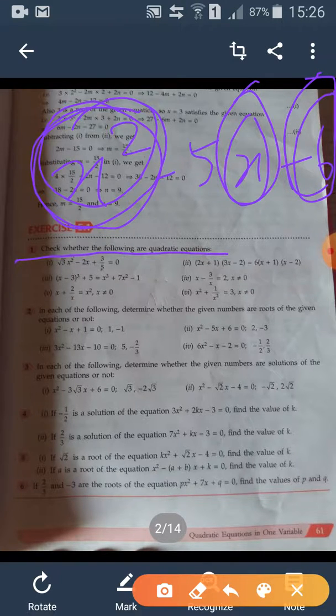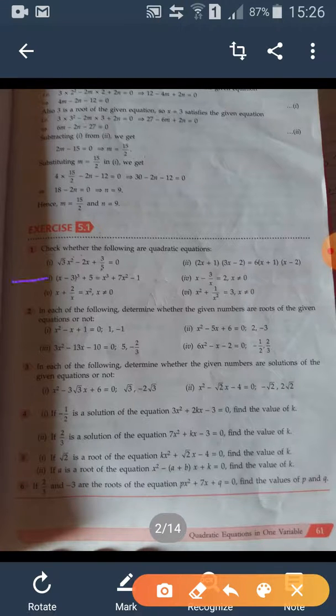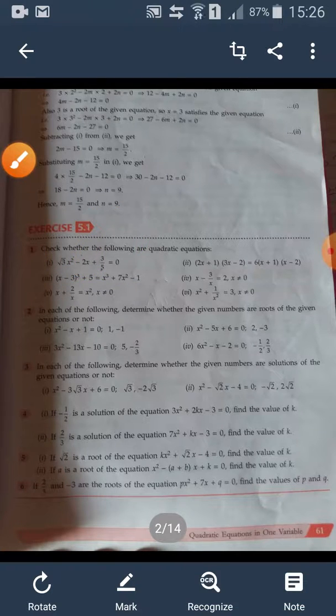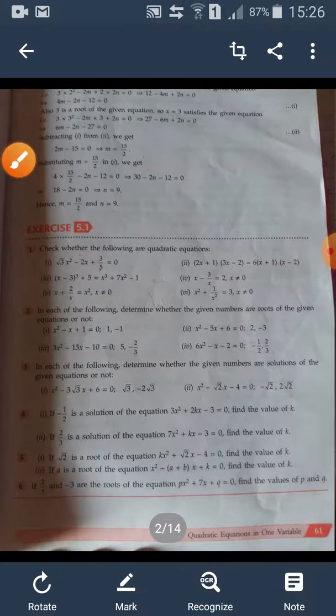So now let's look at the first equation. They are asking whether root 3 x square minus 2x plus 3 by 5 is equal to 0 is a quadratic equation or not. From here it is pretty visible that it has an x square, it has an x, and it has a normal number. Over here it is a fraction, yes, but still it can be considered a normal number. So yes, this is a quadratic equation. So we will solve it. There's a bit of a problem with the fraction, so we will solve this equation.